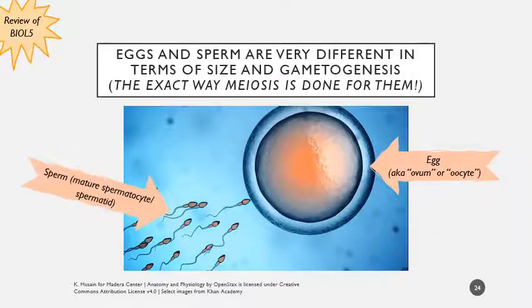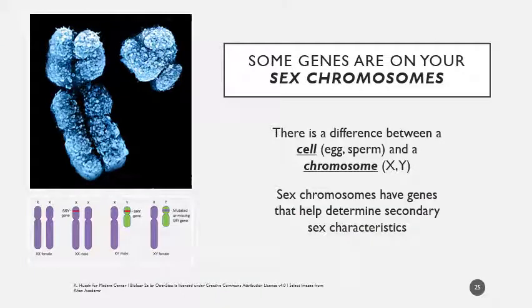So just as a reminder, we talked about eggs and sperm. And when we talk about eggs and sperm, these are sex cells. They are fundamentally cells. They have lots of genetic information in them. When we're talking about sex chromosomes, that is very different. So sex chromosomes are specifically the X and Y chromosome.